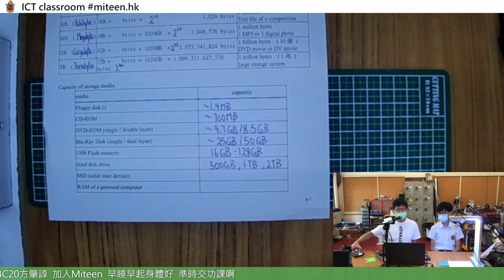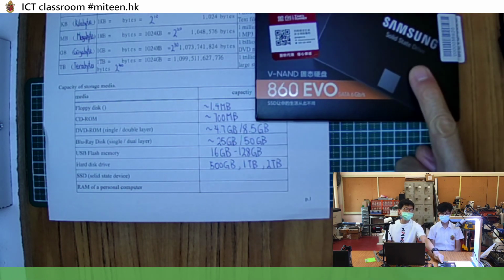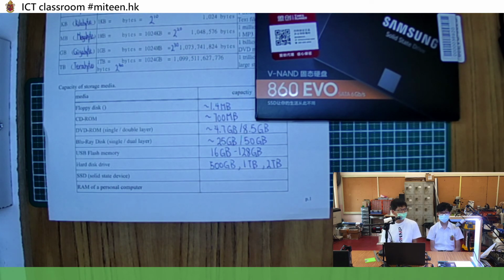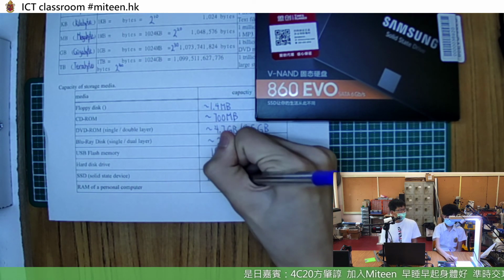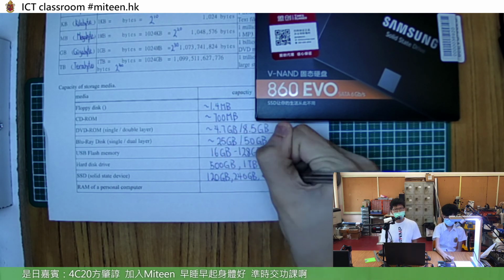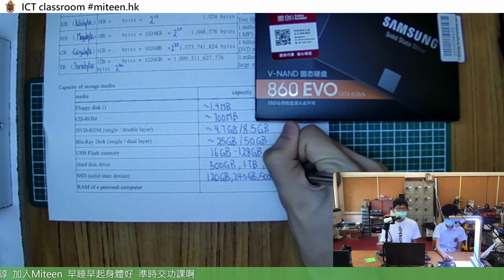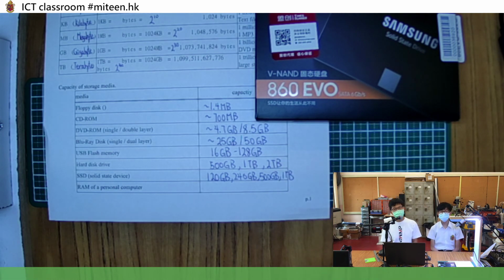If you want to have higher performance, you may need this. This is called solid state drive. Common capacity of a solid state drive is 120 gigabytes, 240 gigabytes, 500 gigabytes, or 1 terabyte. Of course, it's more expensive than a hard disk drive, but it has a higher speed and it consumes lower electricity than a hard disk drive.